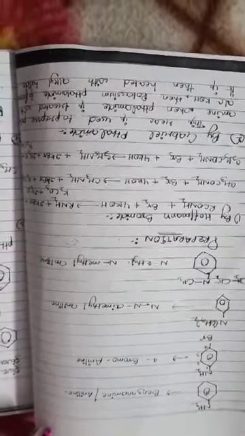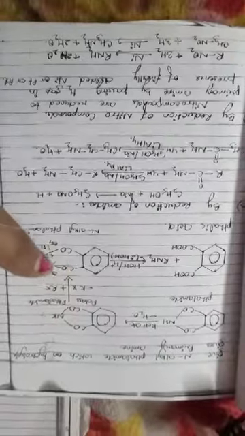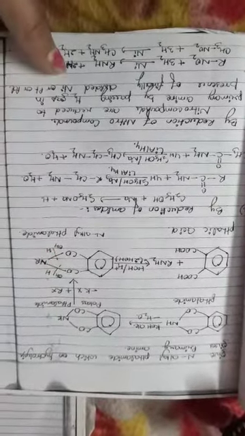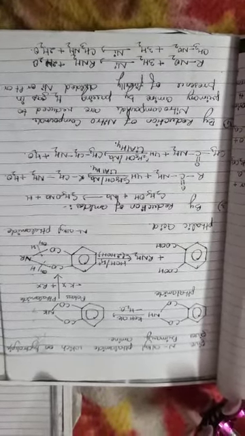Next is by Gabriel phthalimide. This reaction is also like that, and these are the examples of it. Learn these examples. So preparation is done by these methods: first is by Hofmann bromamide, second is by Gabriel phthalimide, third is by reduction of amide. Reduction means we are doing the reduction. As one example, C2H5OH reacts with sodium, and C2H5ONa plus H comes.